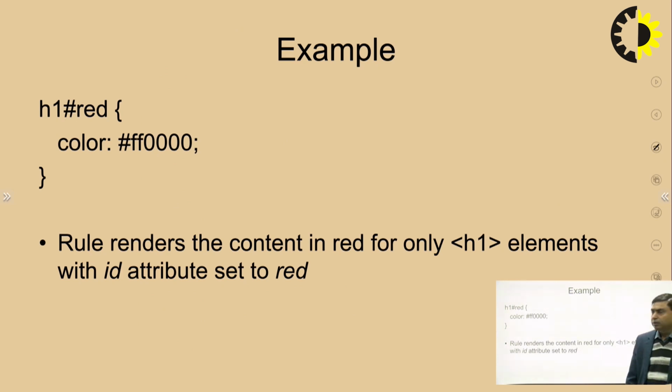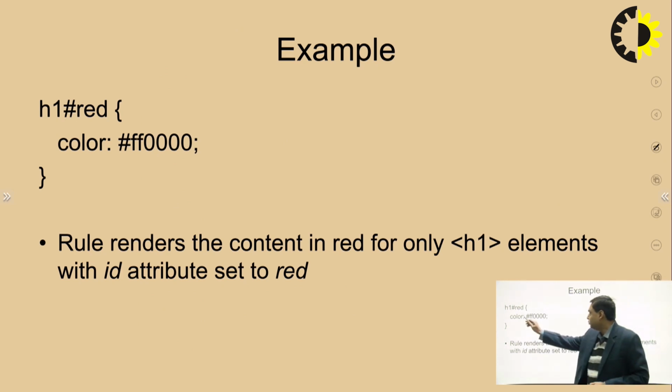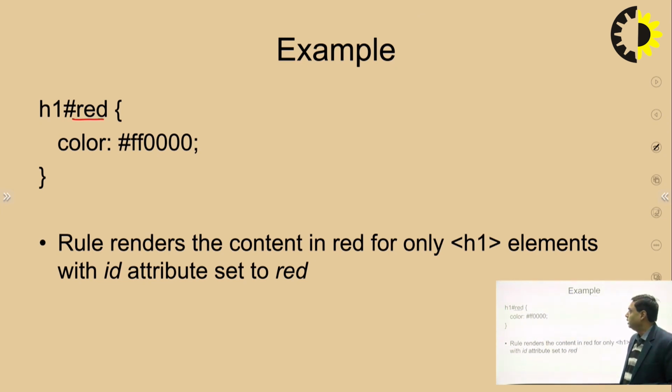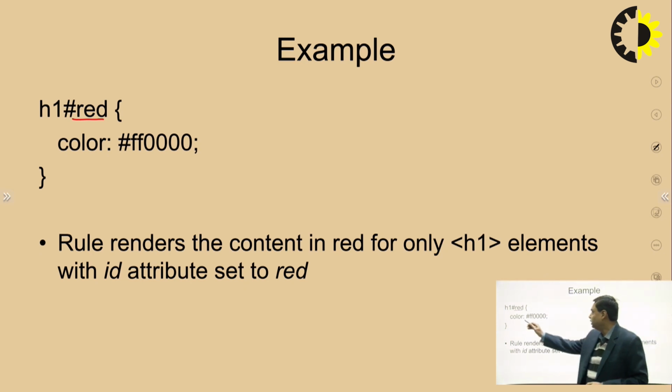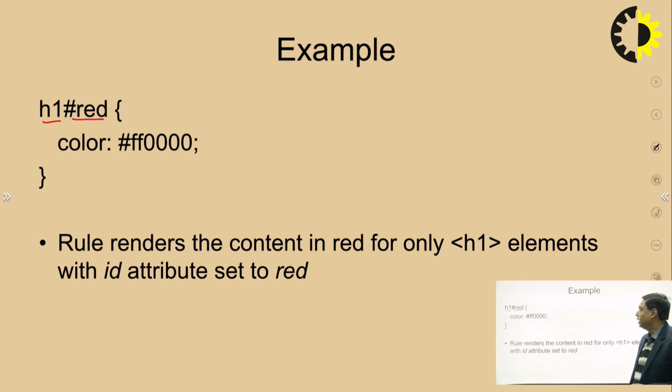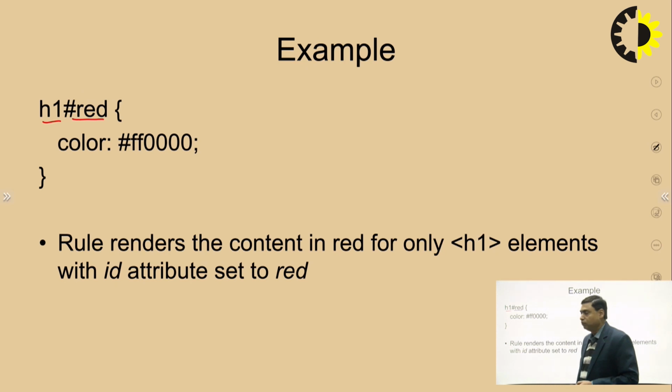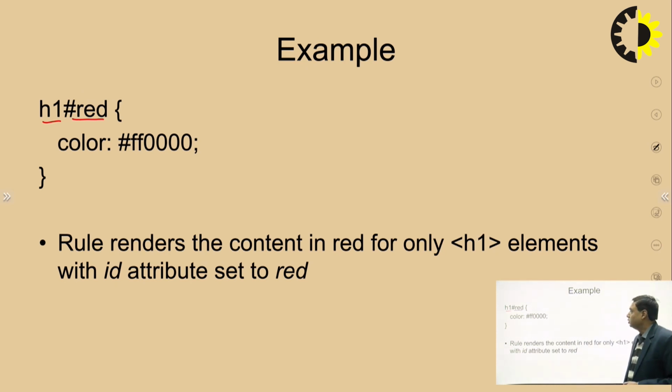Now, the second example. Here we are using an ID selector, the hash symbol is there, and the name of the ID is red. But before the hash, we are using h1. It is the HTML element. It indicates that this ID selector will work only in the h1 element, because the hash symbol is preceded by h1, which is the HTML element. So it indicates that red is an ID selector. It is an ID of CSS and it will be applicable only in h1.